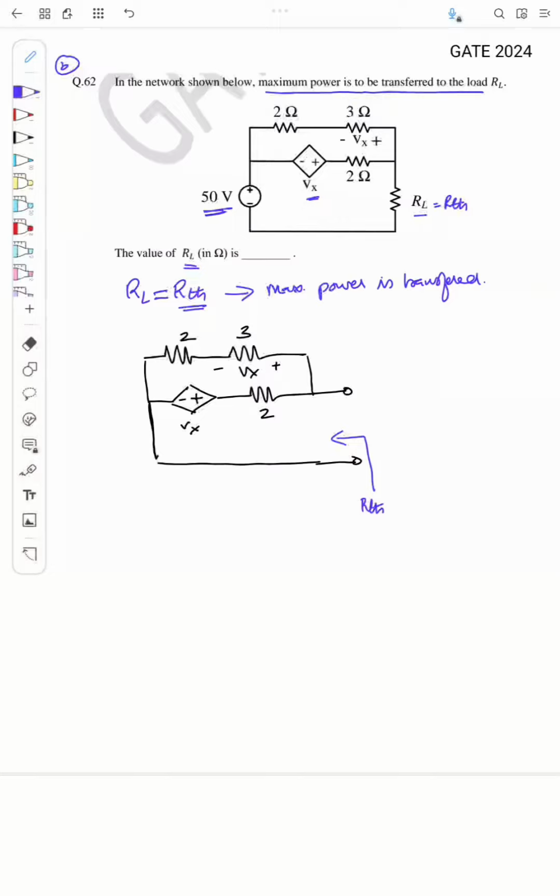To find RTH, since there is a dependent source here, we will apply a dummy voltage source, which we call Vs, and there is a current Is flowing from Vs. So what is RTH? RTH will be equal to Vs by Is. So I need to find what is Vs by Is. For that we will analyze the circuit.